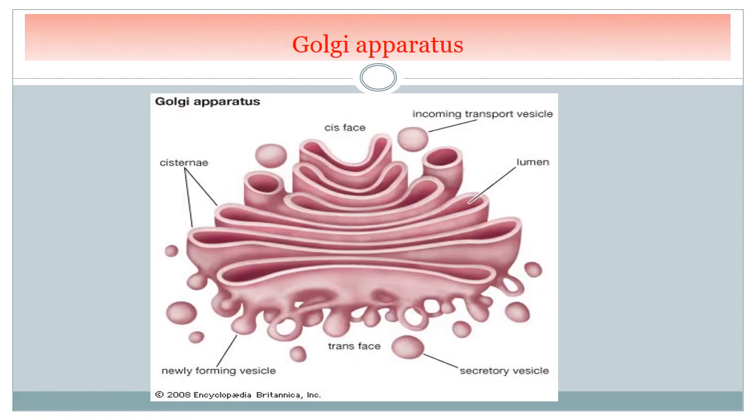Here you have another diagram of the Golgi apparatus, the cis face and the trans face. You can note how the cisternae are arranged from the cis to the trans face, how they mature, and the incoming transport vesicle with the products from the endoplasmic reticulum. You can see the newly formed vesicles on the trans face, secretory vesicles which are budding off to go to their respective destinations.